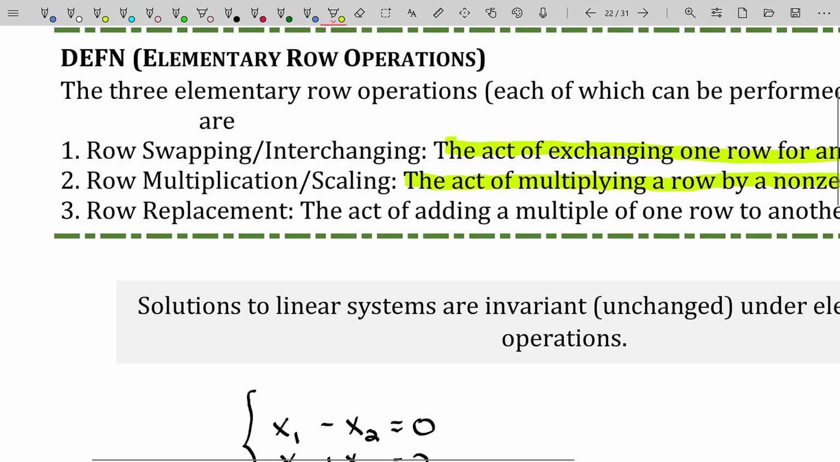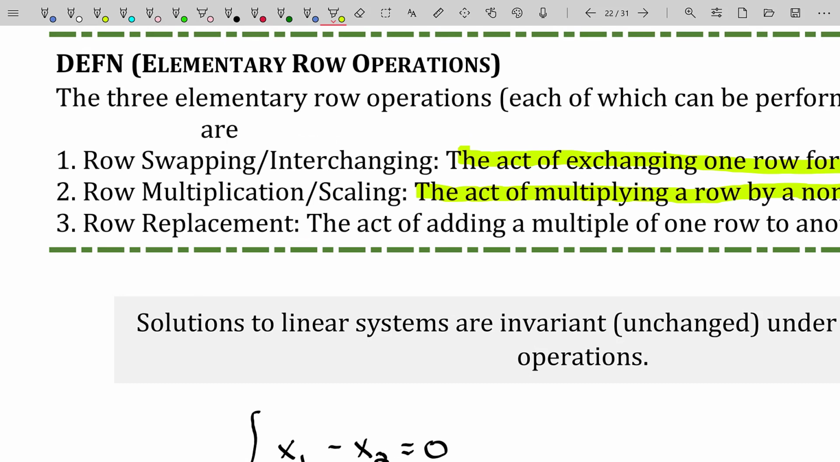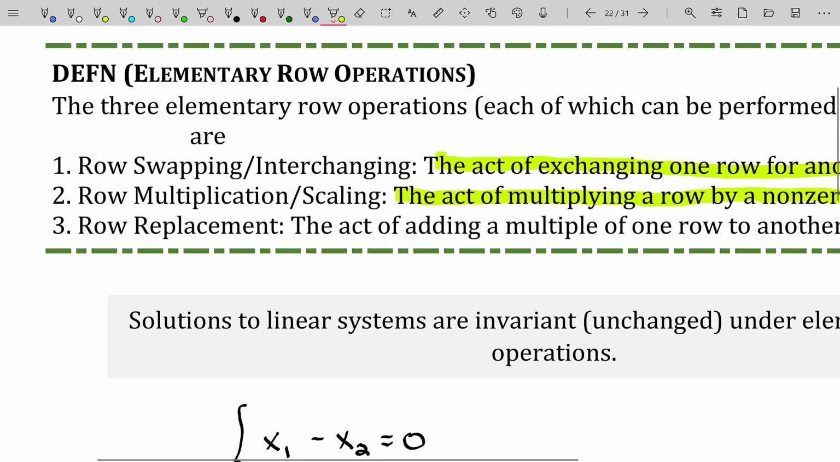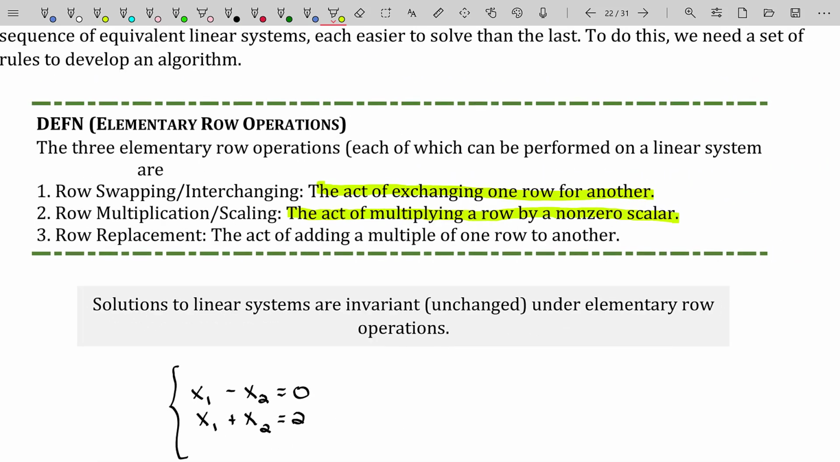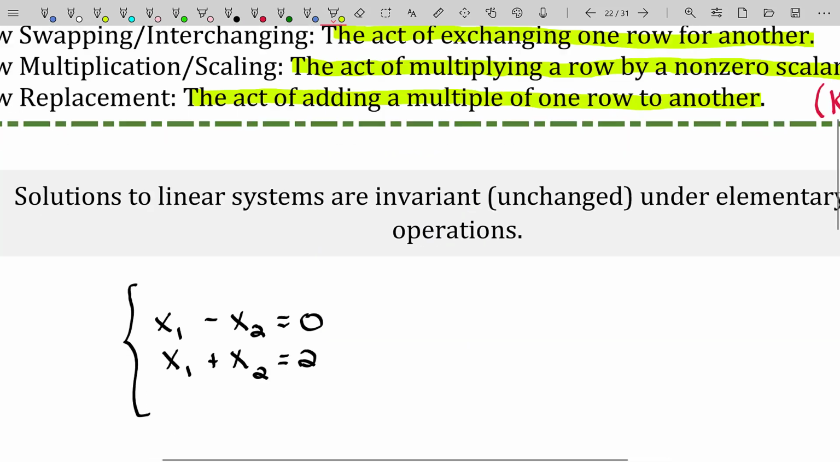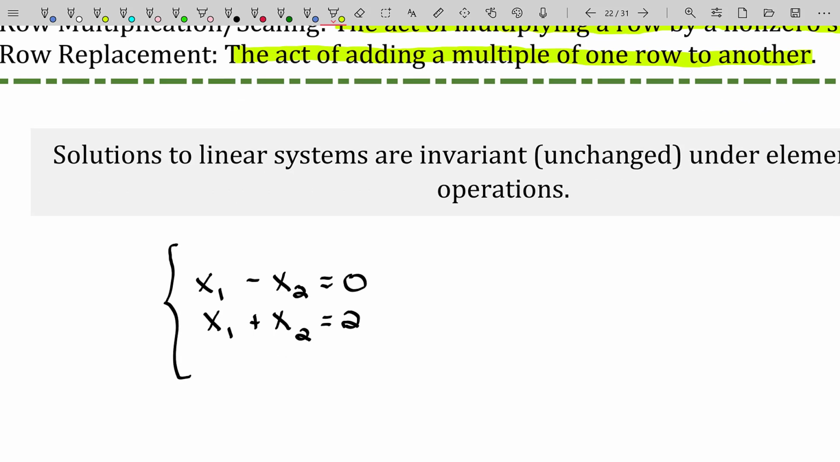Now the third elementary row operation, which should not change the solution to your system, is row replacement. This is kind of the most important elementary row operation. They're all important, but this is the one that's really important. I call this the kill step, and you'll see why in a little bit. But this is the act of adding a multiple of one row to another. I call this the kill step because you have done this when you've performed the elimination method.